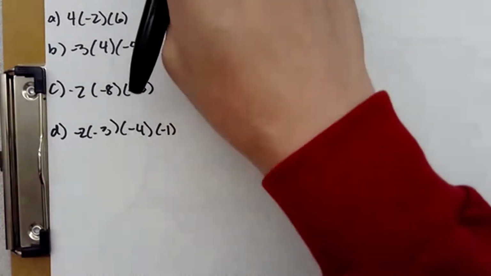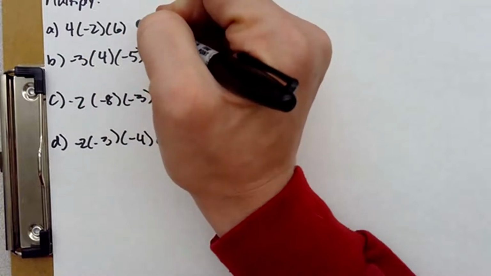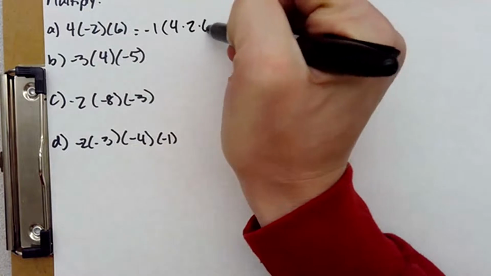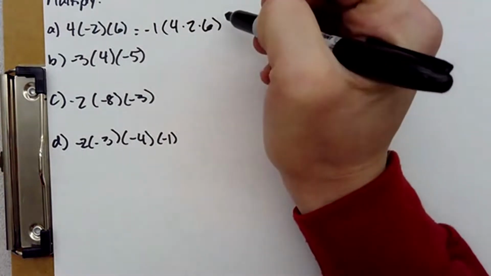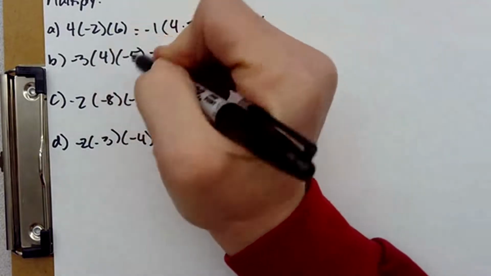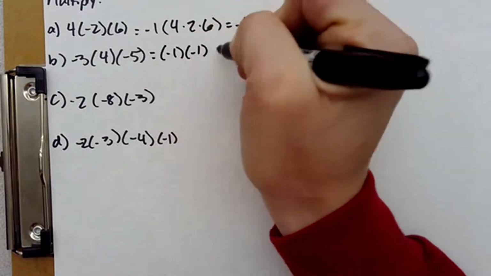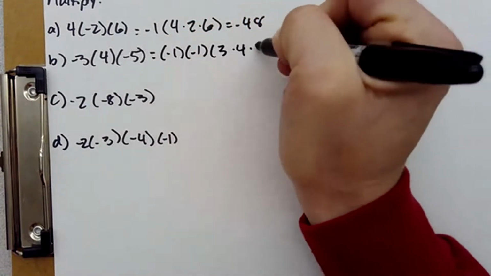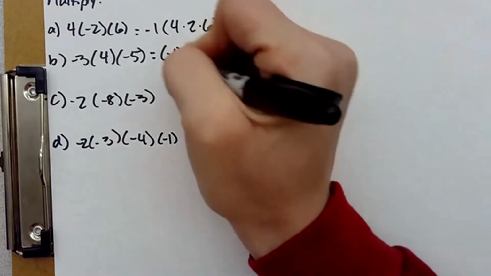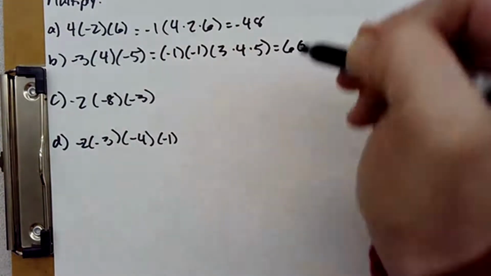Here we have slightly more complicated problems because we have 3 numbers or more to multiply. 4 times -2 times 6. Okay, well that's -1 times 4 times 2 times 6. 4 times 2 times 6 is 48, so this is -48. -3 times 4 times -5 is -1 times -1 times 3 times 4 times 5. 3 times 4 times 5 is 60. And -1 times -1 is 1, so this is just positive 60.